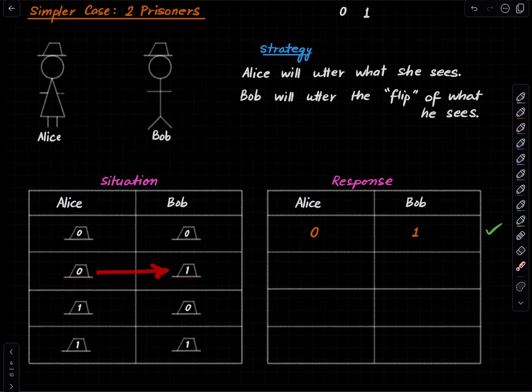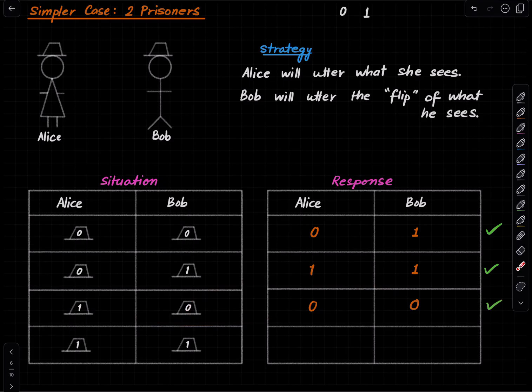Alice sees a 1, so she'll just answer 1. Bob sees a 0, and he will flip it, so he will also answer 1. But this time, Alice has answered incorrectly. However, Bob has guessed correctly, so they survive. Next one, here Alice sees a 0. She will answer 0. Bob sees a 1. He will flip it, so he will also answer 0. Again, Alice has an incorrect guess, but Bob has guessed correctly, so both of them survive.